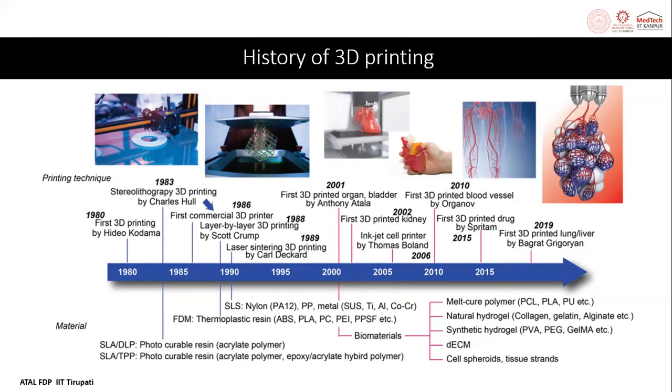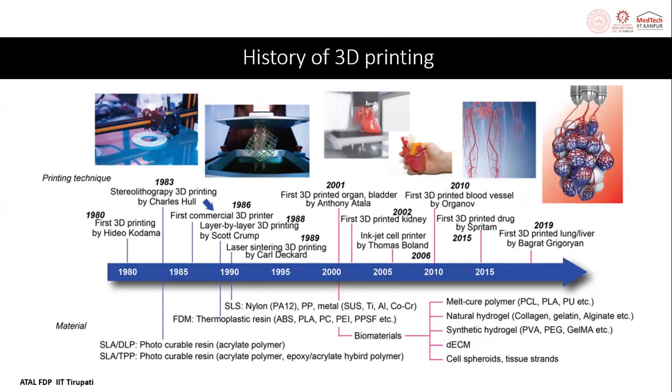When you move down and see, in 1985, we had the SLA and DLP processes, direct light deposition. DLP is something like the SLA process, right? Then you have SLA like TPP. TPP is photo cured resin. It's also an SLA process where the starting material is liquid. From there, they move to the SLS process, where you have nylon, PP, metal, and then FDM, which came in the 1980s. So ABS, PLA, PC, PEI, all these things can be used.